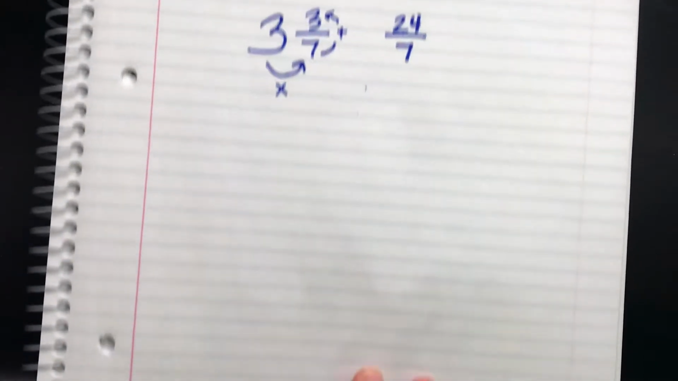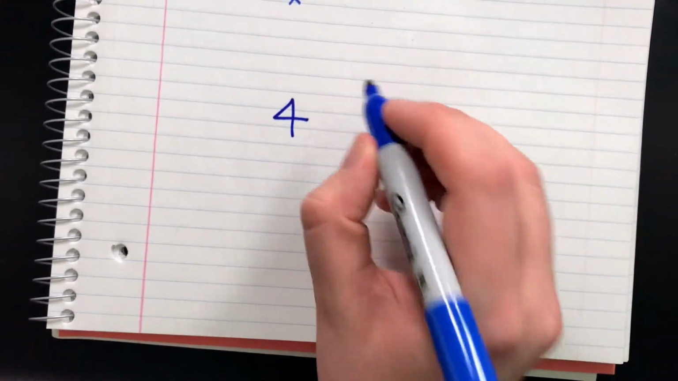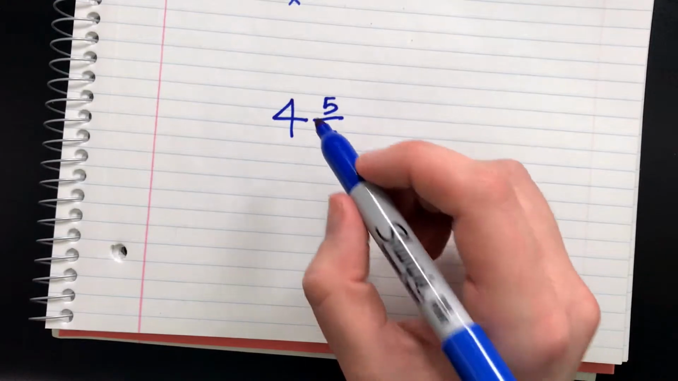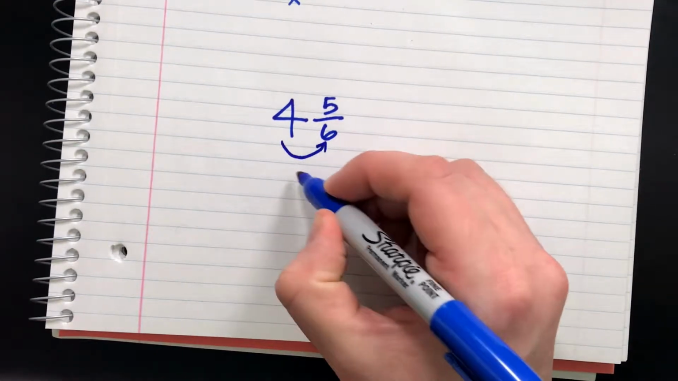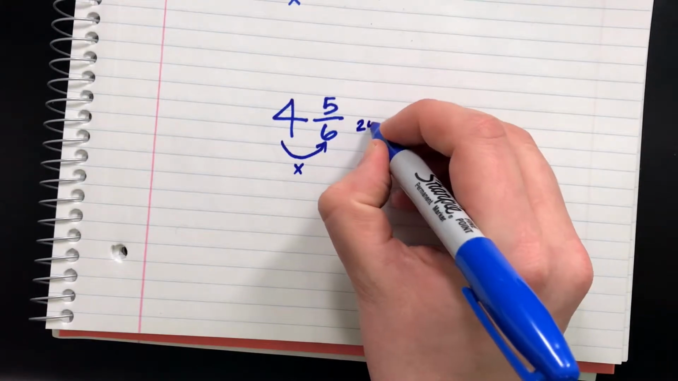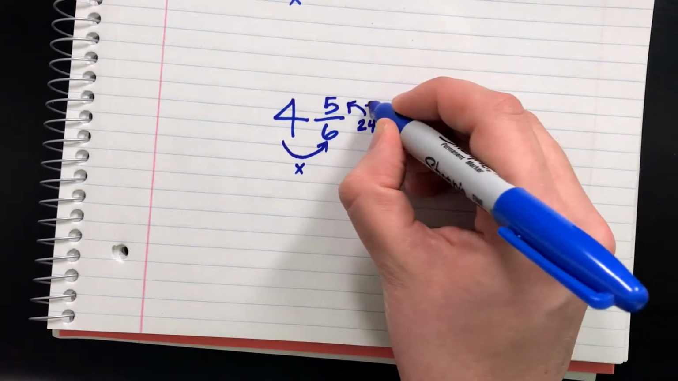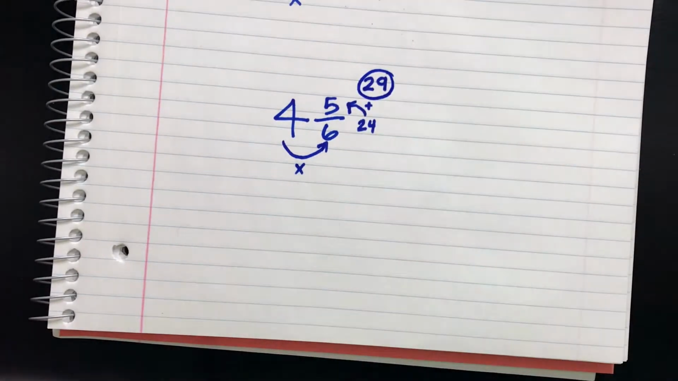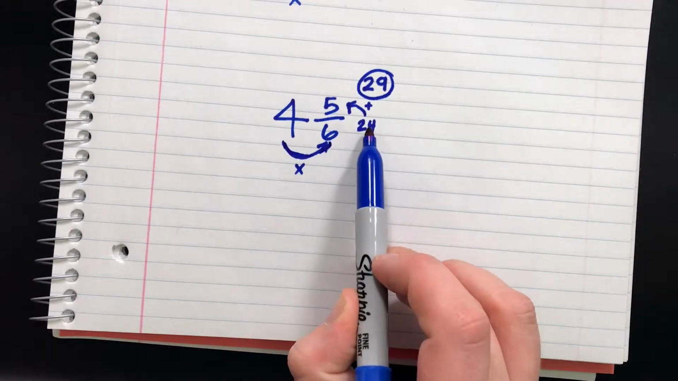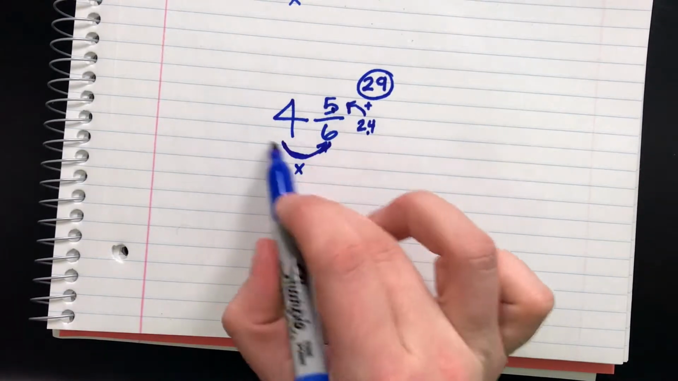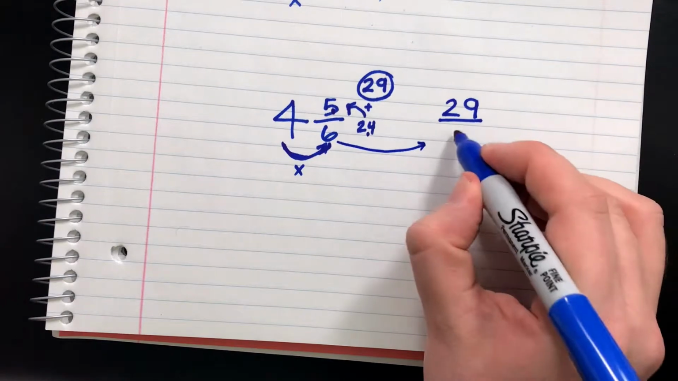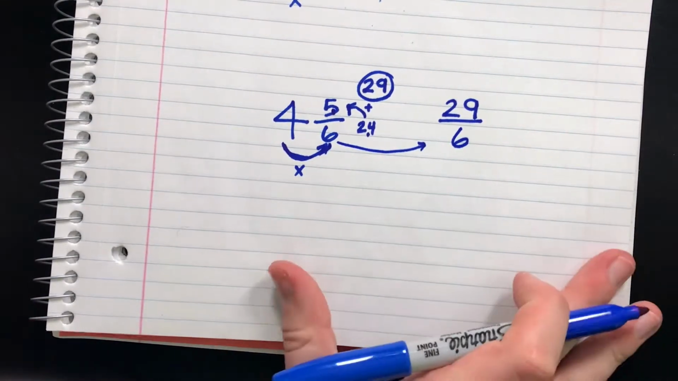All right, let's do another example. So let's do 4 5/6. All right, so 4 times 6 is 24, plus 5 is 29, right? 4 times 6 is 24, 24 plus 5 is 29. Big circle here. So 29 is our numerator, and we just bring that 6 right over as our denominator. Okay, I'm going to do 3 more examples.